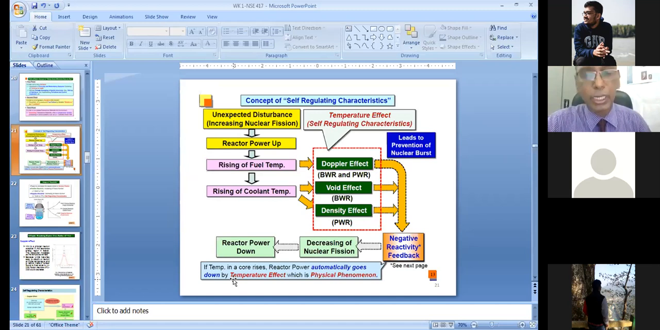Doppler effect, again I repeat, it is the broadened resonance or heating of a fuel. Heating of a fuel, or temperature of a fuel increase, will result in a higher probability of absorption. And finally, it will create the negative reactivity insertion, meaning the reactor power will be reduced. And because the reactor power is reduced, your chain reaction will be reduced, or decreasing of the fission will happen. That means fission will be decreased. And if nuclear fission decreases, definitely reactor power will be down. So this is the Doppler.